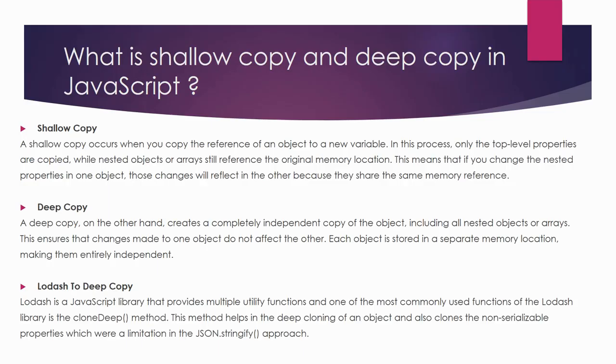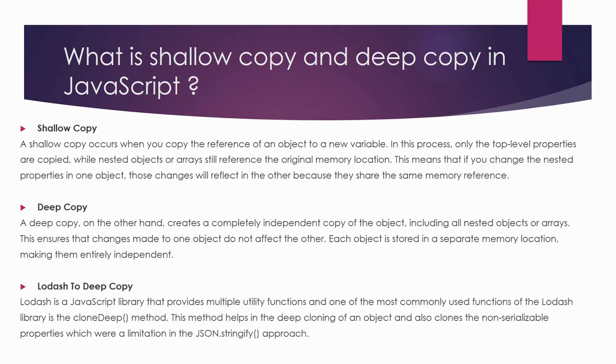What is shallow copy and deep copy in JavaScript? Basically we will see first the shallow copy. Shallow copy occurs when you copy the reference of an object to a new variable. In this process only the top level properties are copied, while nested objects or arrays will still reference the original memory location. This means that if you change the nested properties in one object, those changes will reflect in the other because they share the same memory location or same memory reference.